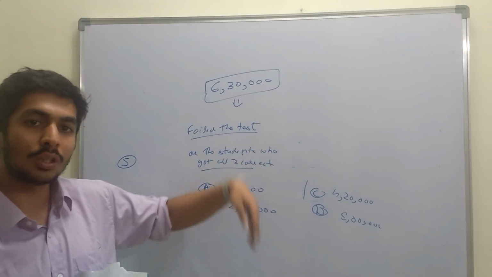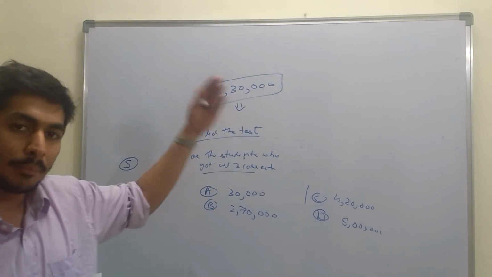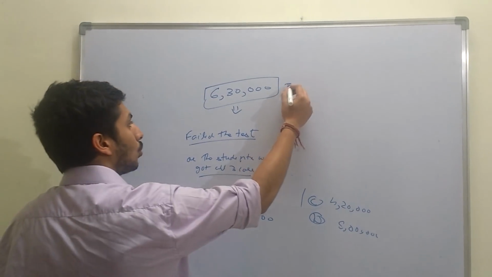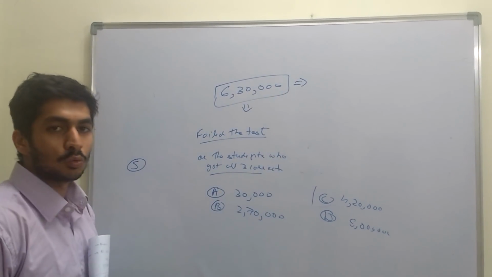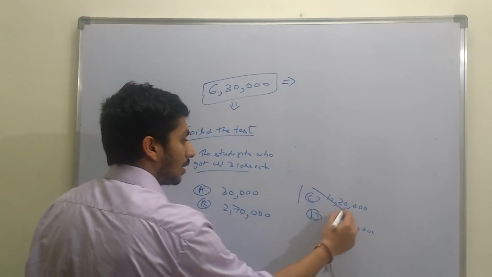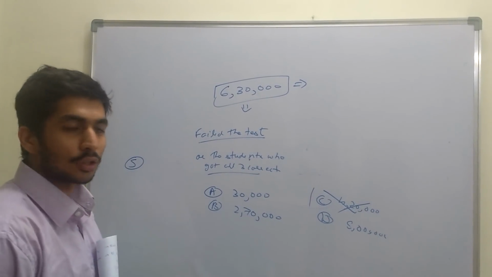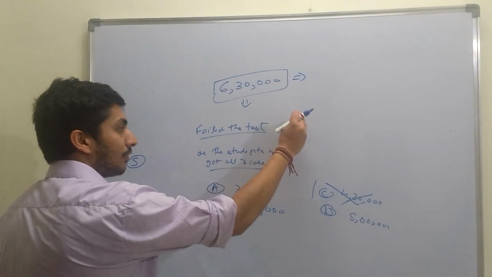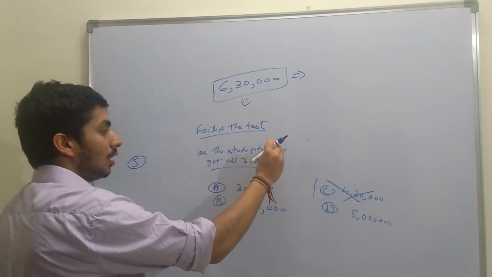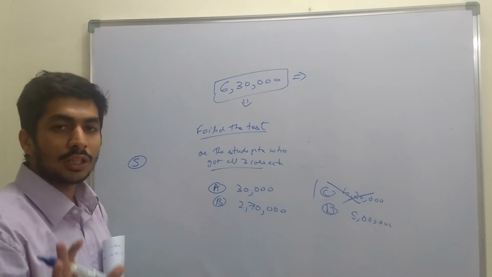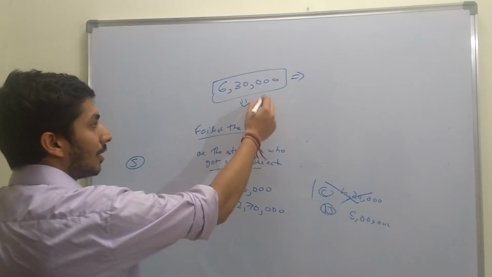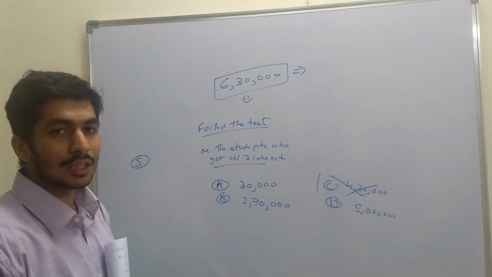So that means in total there are 8,40,000 students. But in the question it is given that there are only 6,30,000 students who are giving the exam. So this is totally incorrect. And similarly, it cannot be 5 lakhs also, because if 5 lakh students failed the test and 5 lakh students got all 3 correct, then in total there should be 10 lakh students. But it has been given to us that there are only 6,30,000 students.